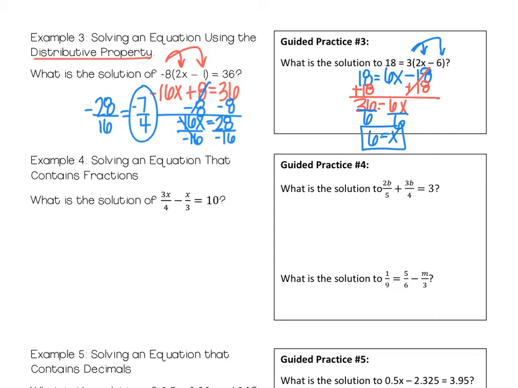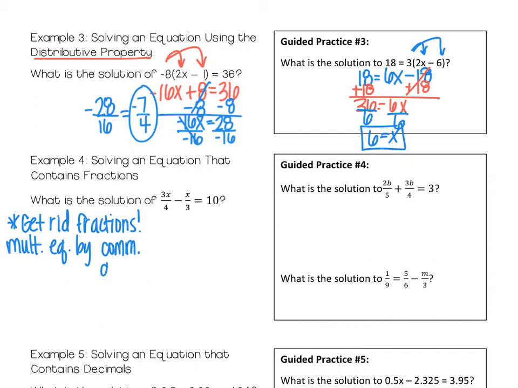Example 4. When you have an equation that contains fractions, the best thing you can do is to get rid of the fractions. And you're probably thinking, well, if I knew I could get rid of fractions, I would have done that a long time ago. But what you have to do is multiply the equation by the common denominator. If you've got 4 and 3, you're going to multiply the entire equation by 12.